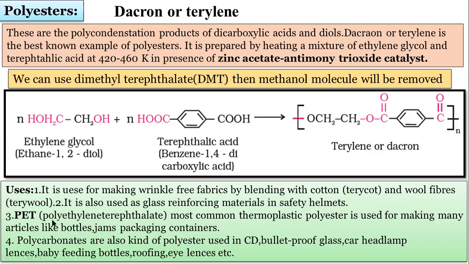Then I will explain the polyester and we will stop here. Then PET. PET is polyethylene terephthalate. Most common, this is a thermoplastic polyester. It is used for making many articles like bottles, jam and packaging containers. Then polycarbonates. These are another kind of polyester used in CDs, bulletproof glass, car headlamp lenses, baby feeding bottles. Then for the roofing of automobiles, and for the roofing of many structures, for architecture also it is used. Then eye lenses, this is important. Eye lenses are prepared with these polycarbonates.